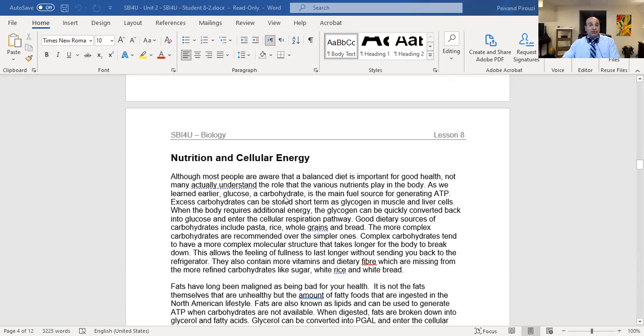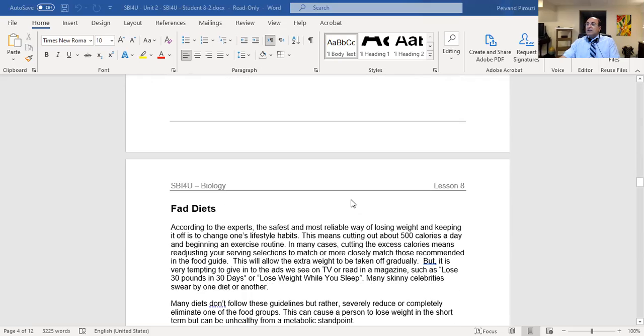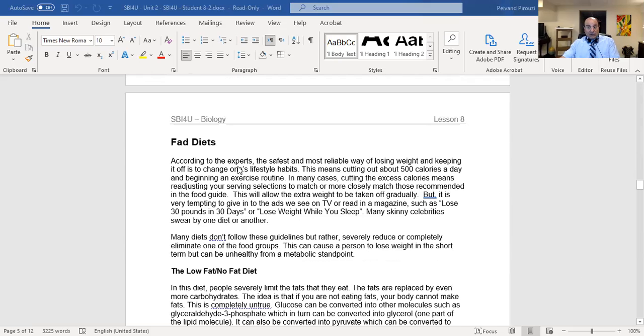Here we talk about the nutrition. You already know that we do have 3 types of nutrients: fats, proteins, and sugars. So I will not go over that. Then let's go over the fat diets. Here, I'm going to ask you, of course, to read that. But when we talk about the diets, we are talking about preventing our body from taking more than the necessary energy or nutrients that we need every day.